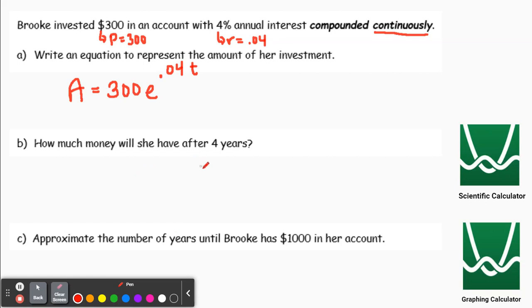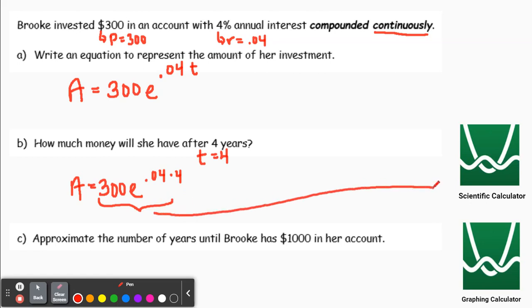So if we want to know how much money she will have after 4 years, that means our time is 4. So when I plug in 4, this is going to take just a plain old scientific calculator to solve because there are no variables on this side. 300 is plugged in. I know what e is. It's about 2.7. And those are both numbers. So as long as I have no variables on this side, we can just use a regular scientific calculator.